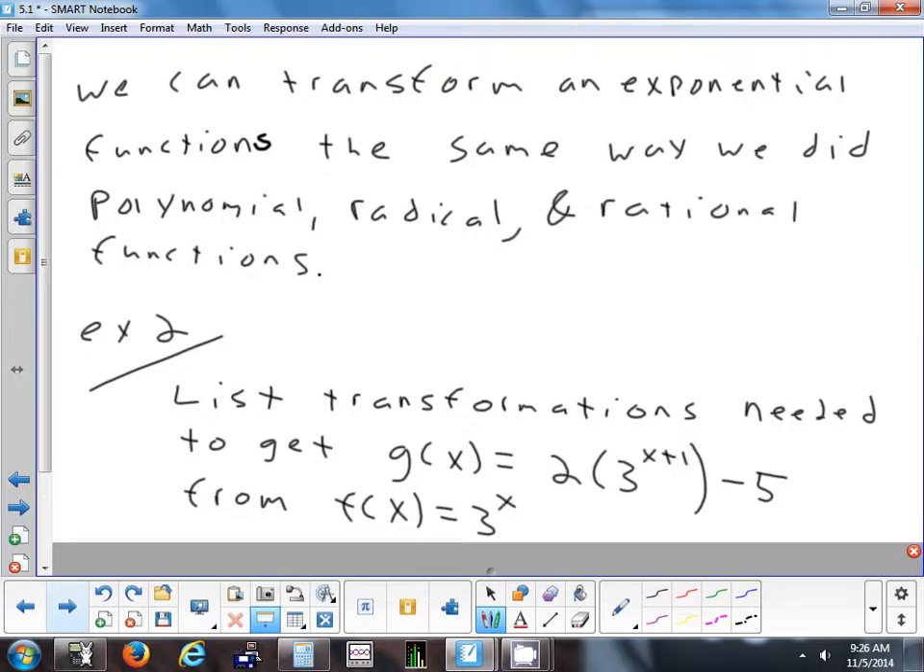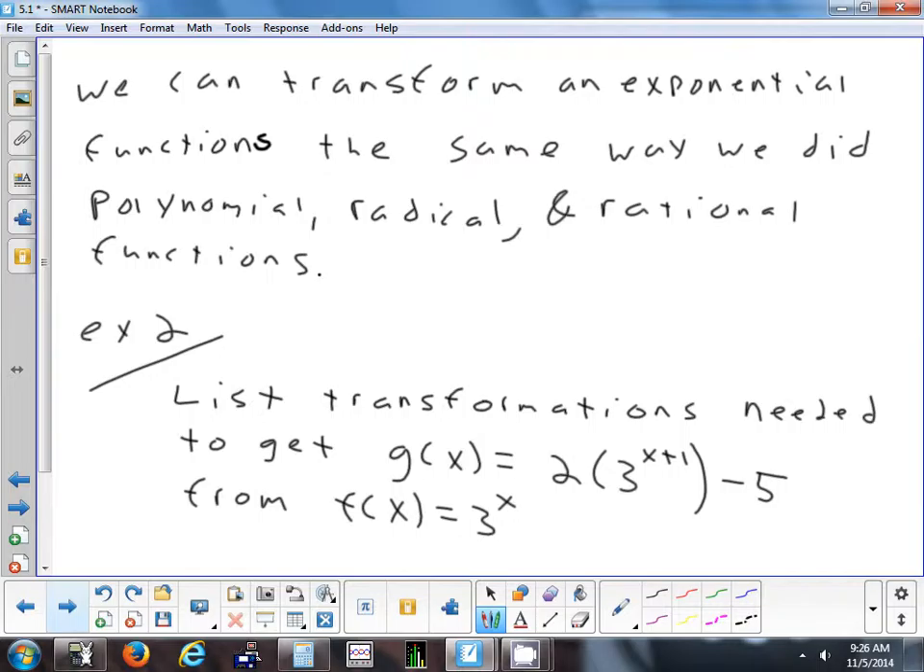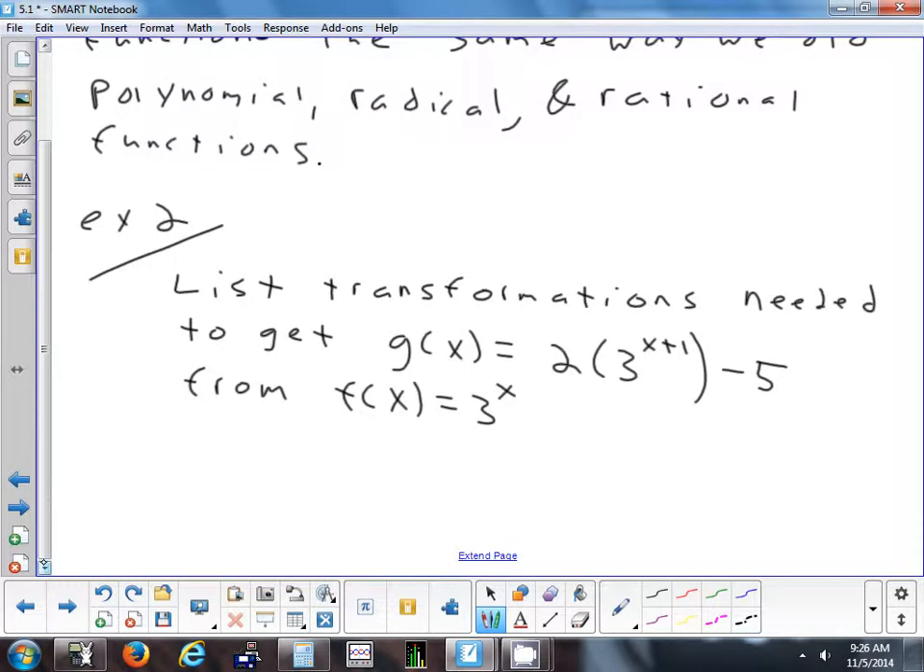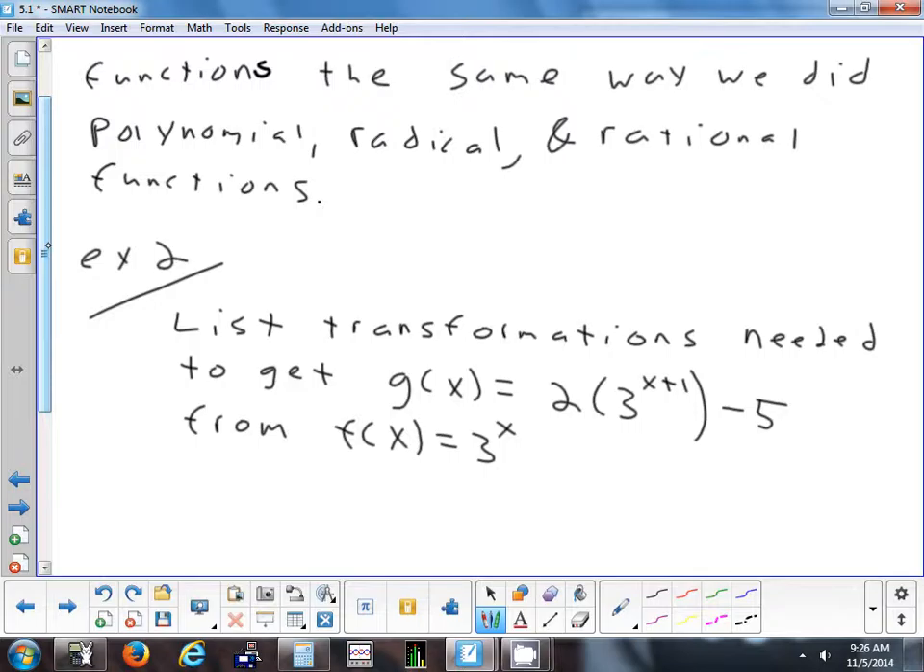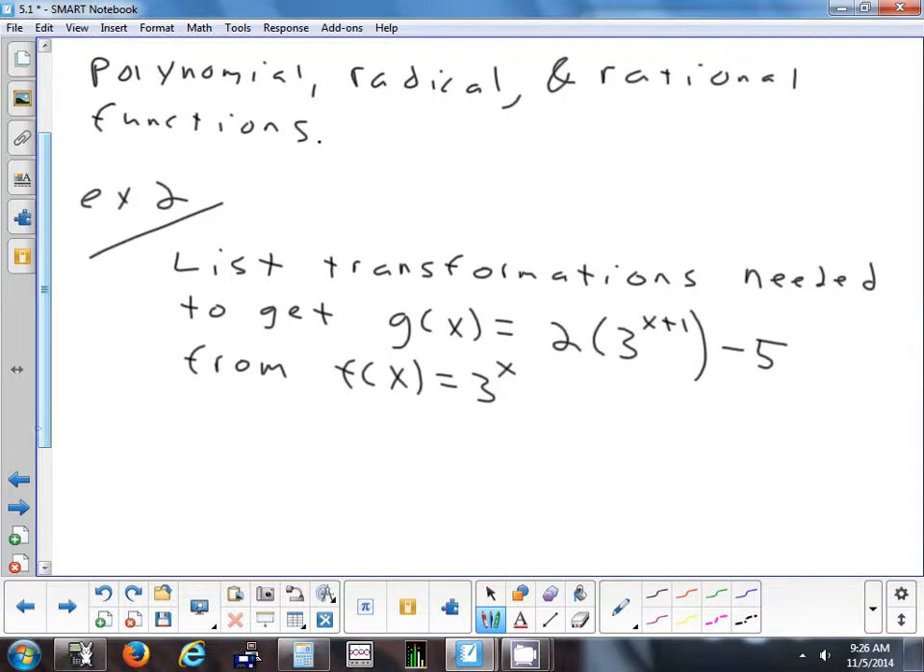Okay, so without really going into any more explanation than that, let's see if we can figure out how you would transform f of x into g of x. See if we can figure out what all those numbers are going to do. How many transformations are we doing on f of x to get g of x? Yeah, there's 3 different transformations.